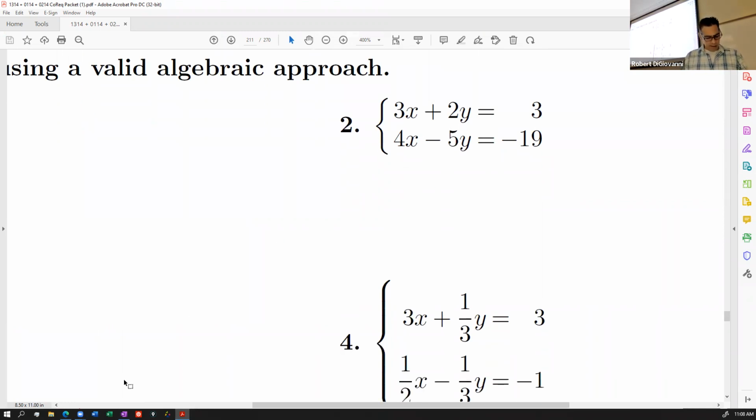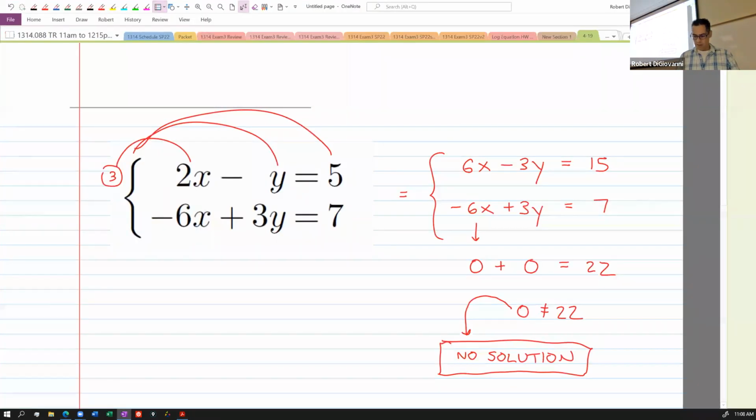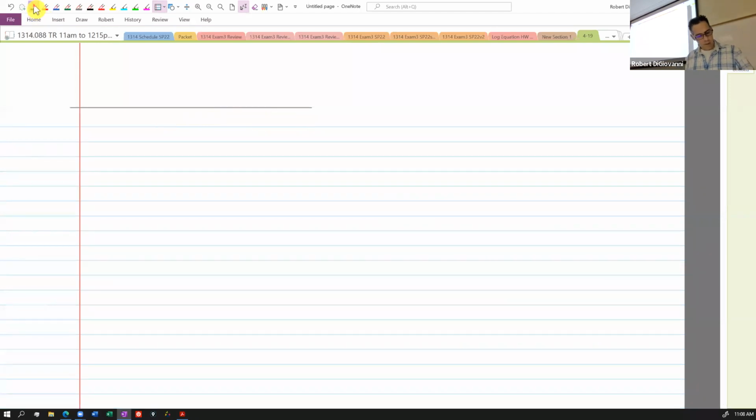I'm going to make one up because I want it to do something in particular. So how about we have negative 2x plus 5y equals 4, and then 6x minus 15y equals negative 12.